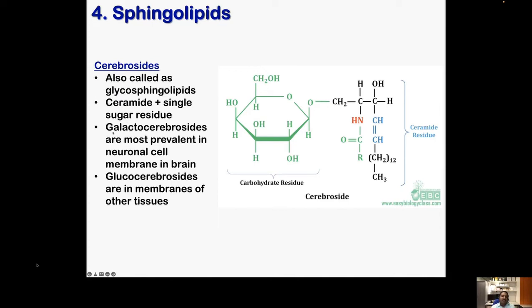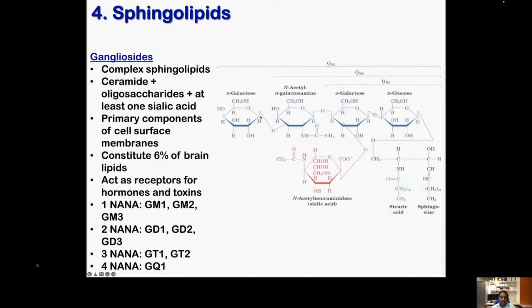For example, if it's a galactocerebroside, the sugar molecule will be galactose. If it is a glucocerebroside, it will be a glucose molecule, but the ceramide component will stay the same. Galactocerebrosides are mostly prevalent in neuronal cell membranes, in the brain obviously, and glucocerebrosides are in membranes of other tissues. So they are called cerebrosides, which is basically the ceramide component plus only one sugar residue. That could be galactose or glucose.